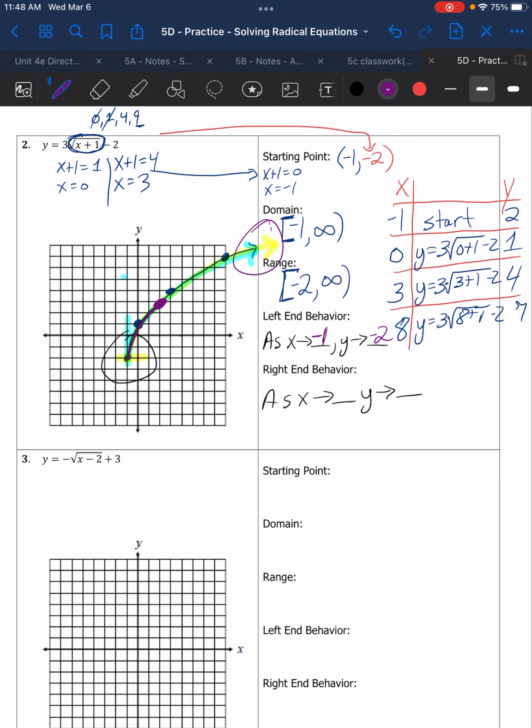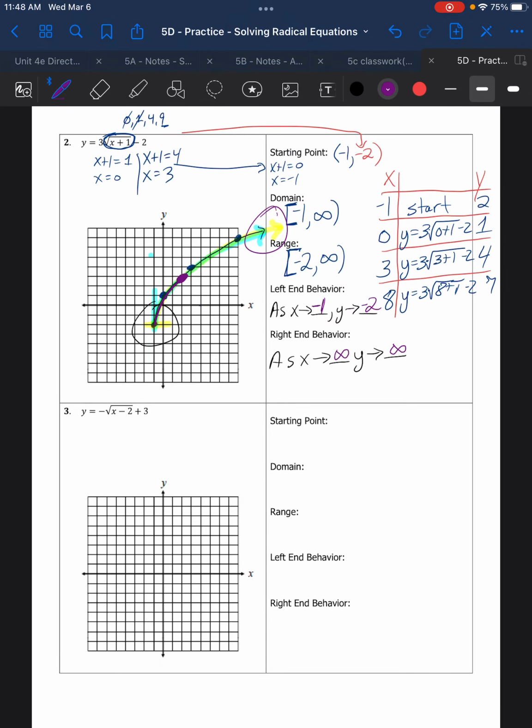On the right end, it's going two directions. It's going to the right forever. Right forever is the x value going to infinity. And it's going up forever, and that's the y value going to infinity.